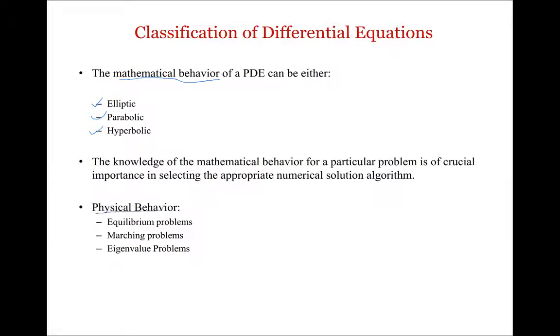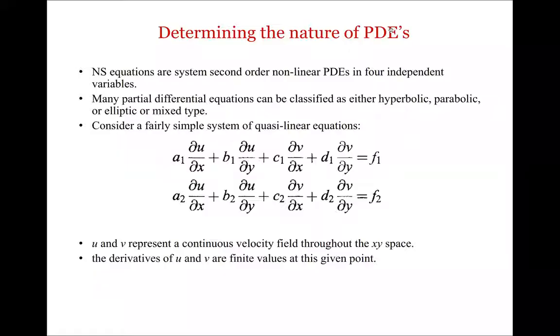This is the mathematical behavior. And now the physical behavior. So physical behavior, we have equilibrium problems, marching problems, and eigenvalue problems. So in mathematical behavior, a PDE can either be elliptical, parabolic, hyperbolic, but when we are talking about physical behavior, it must be equilibrium problems, marching problems, and eigenvalue problems. Now, moving further. Navier-Stokes equations basically are second order and nonlinear PDEs in four independent variables.